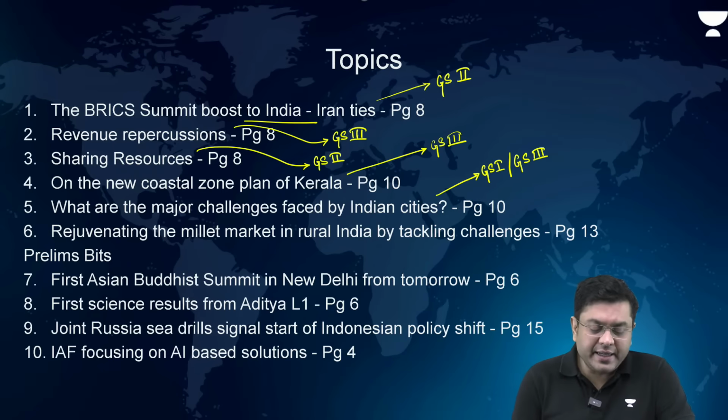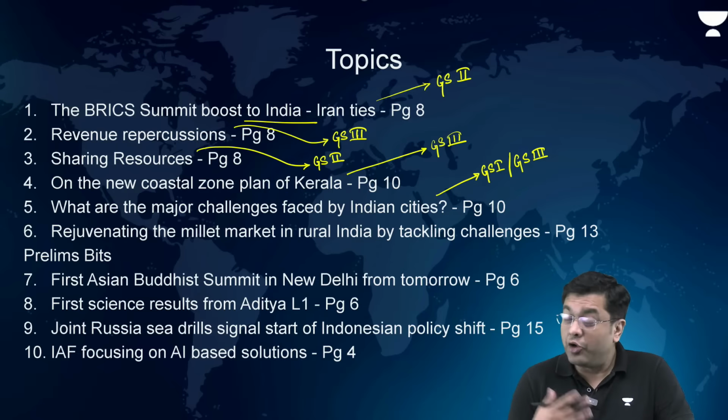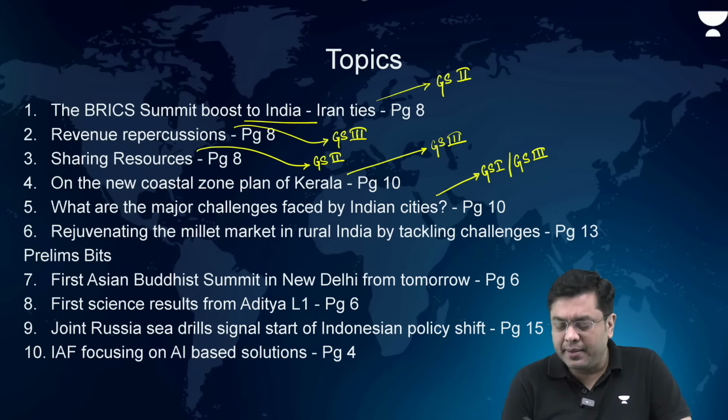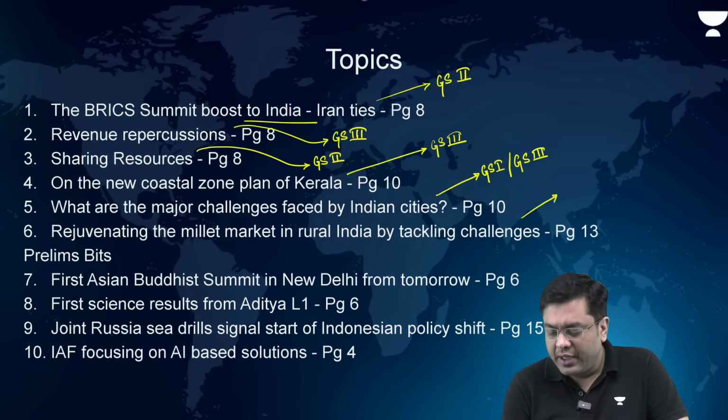Then, rejuvenating the millet market in rural India by tackling challenges. How to provide an uptick in the millet demand and what could be done as a strategic move in order to raise the demand, particularly in the rural regions, relevant for your GS paper 3.